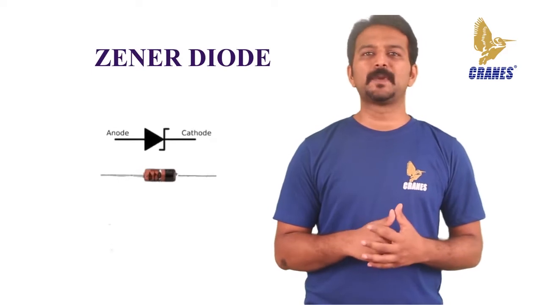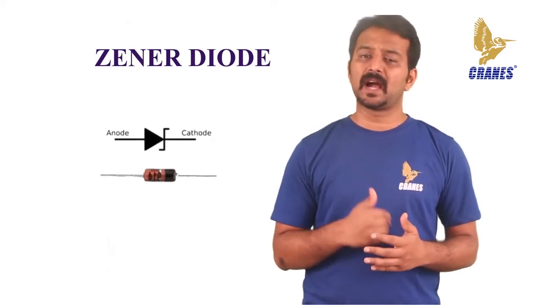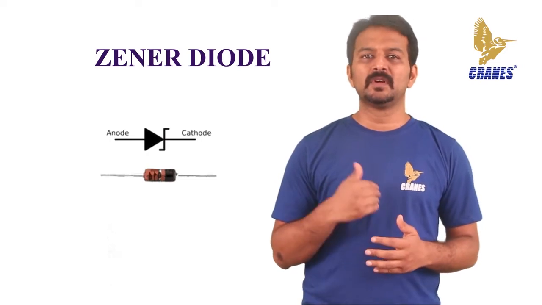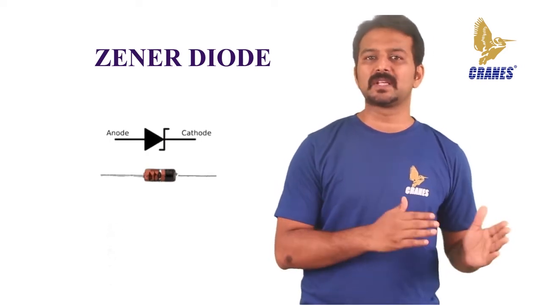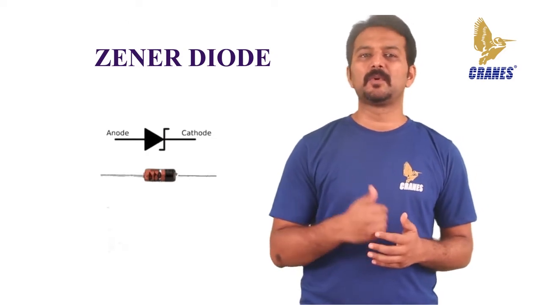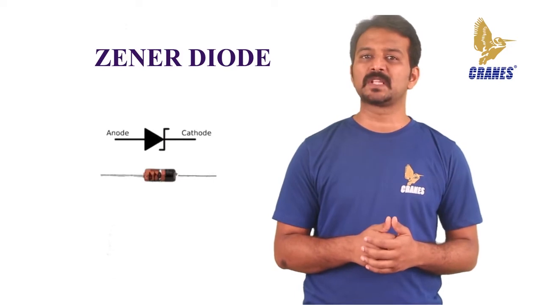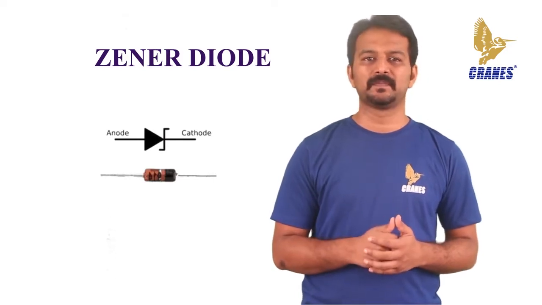Let us briefly discuss the Zener diode. A Zener diode is a specially designed, highly doped PN junction diode which is normally operated in the reverse bias condition. The Zener diode circuit is nothing but a diode which is connected in reverse bias position in the circuit.